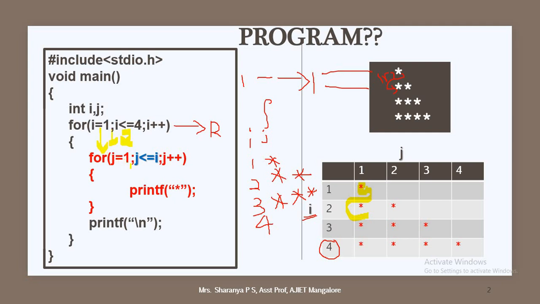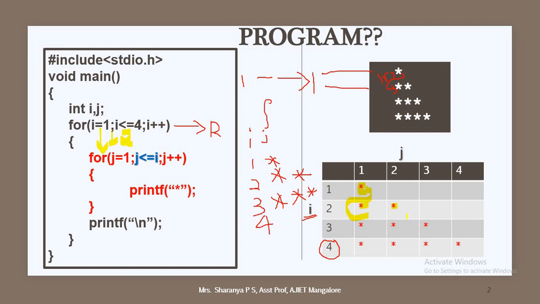j equal to 1. Is 1 less than or equal to 2? The condition is true, so it will print the next star at the location i equal to 1 and j equal to 1. Next, once again j is incremented. Now the j value is 2. 2 is less than or equal to 2. The condition is true, so the second star is printed.